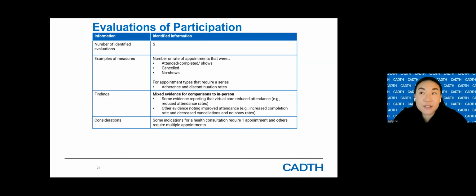Thanks. Okay, so next were the participation outcomes. For this, the evidence was mixed for the comparisons to in-person care. For instance, some of the evidence reported that virtual care reduced attendance, whereas other evidence found that it improved attendance. But a few considerations for participation outcomes include, firstly, that some indications for a health consultation require one appointment, whereas others require multiple appointments.